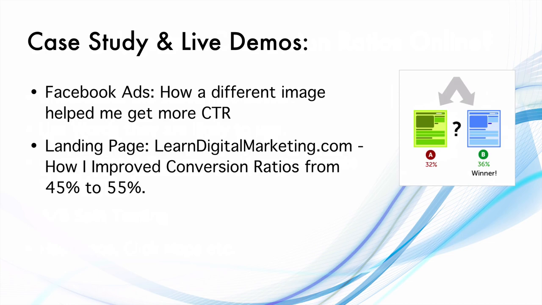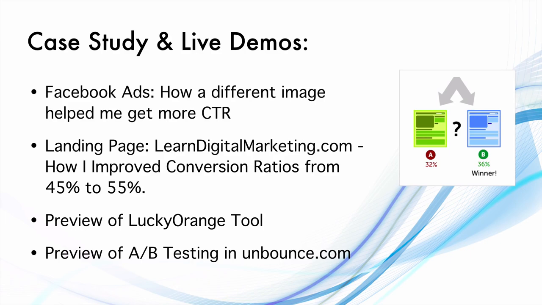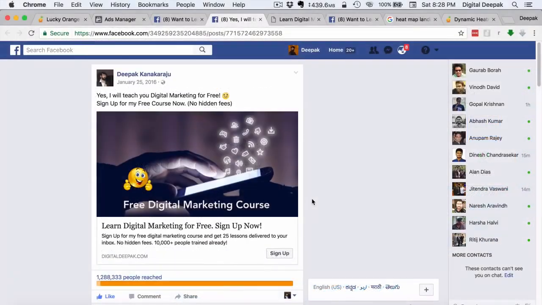And then I will show you a case where, with my landing page learndigitalmarketing.com, I improved my conversion ratio from 45% to 55%. I will tell you how I did it. I will show you a conversion rate optimization tool called Lucky Orange, and then I will also show you how to do A/B split testing in unbounce.com.